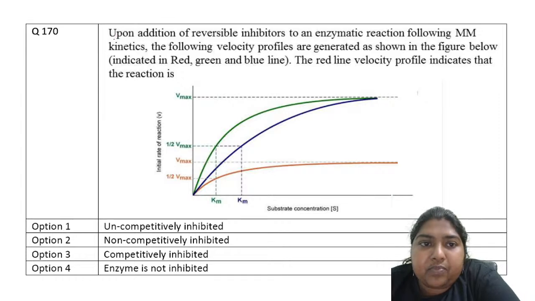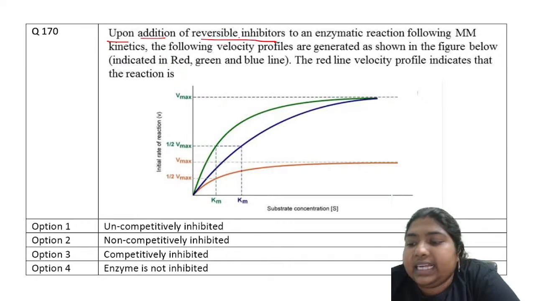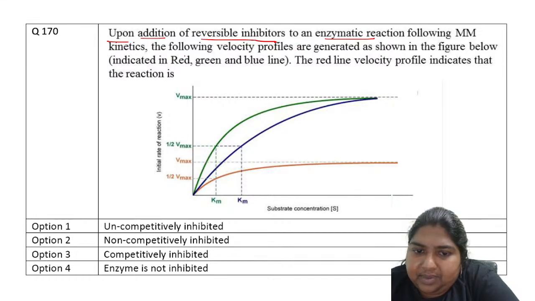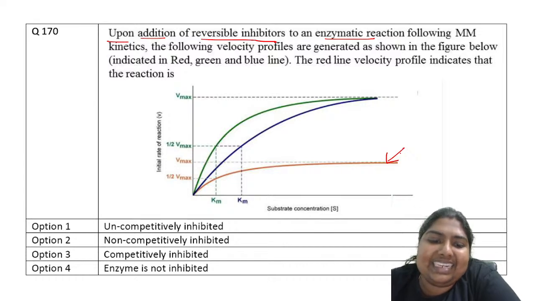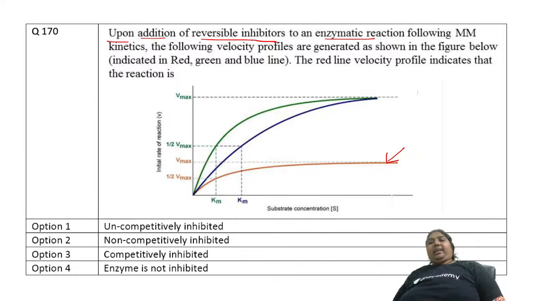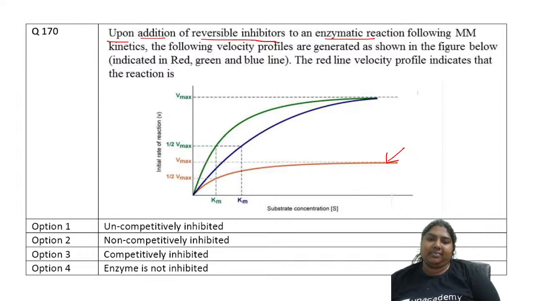Okay, next question. Upon addition of a reversible inhibitor to this enzymatic reaction, the velocity profiles are generated, right? Fine. So now what is this red line indicating? What is this red line indicating? We studied, no? What is happening to your Vmax, Km? Is it uncompetitive, non-competitive, competitive, or is it not at all inhibited?